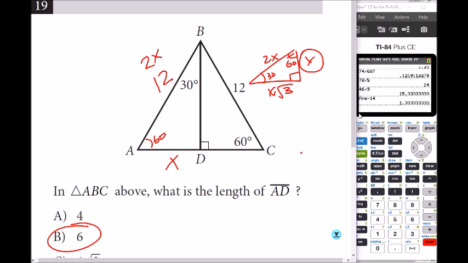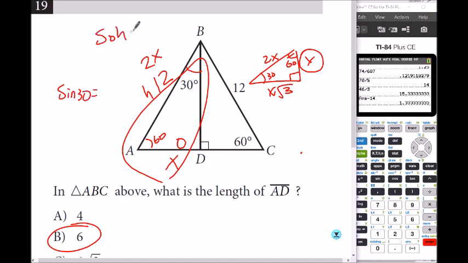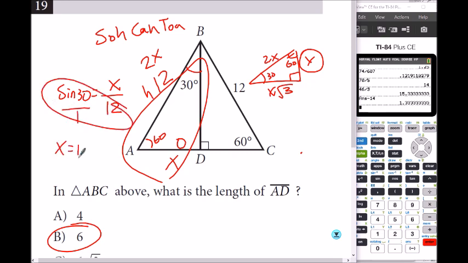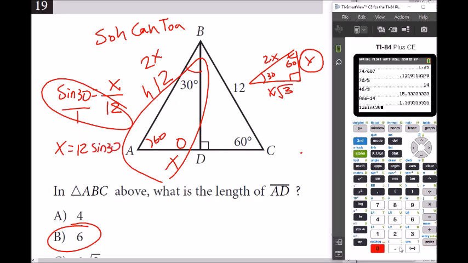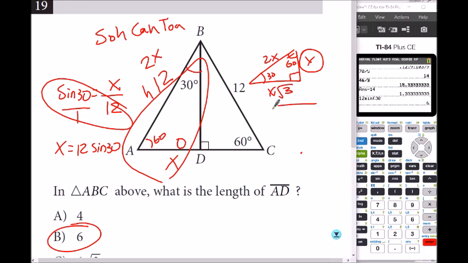Or what can you do? You can do SOHCAHTOA if you want to. So if it's 30, this is the hypotenuse, and if you use 30, this is opposite. So sine of 30 equals O over H, right? SOHCAHTOA. So O, opposite, is x, and H is 12. So you can also cross multiply to get x, which is 12 times sine of 30. So plug it in, 12 sine of 30 is 6. But if I were you, I'd learn how to use these ratios. It's much quicker.